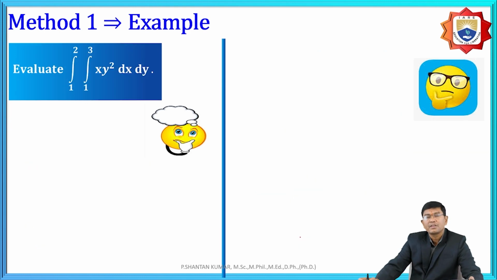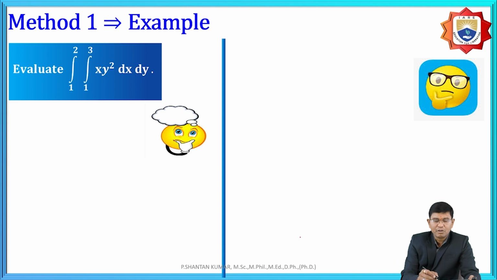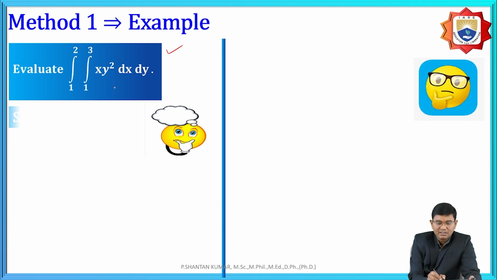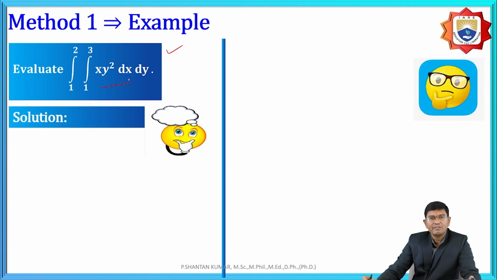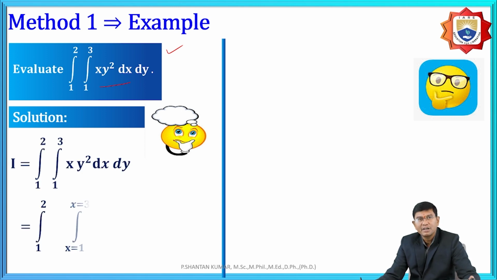Next one, the double integration, 1 to 2 and 1 to 3, x into y square dx dy. Here also the problem is clearly showing that it is a double integration with constant limits. That means the limits are clearly 1 to 2 and 1 to 3, and the function is x into y square dx dy. First we integrate the inside part, that is dx, therefore x is equal to 1 to 3 of x y square dx dy.